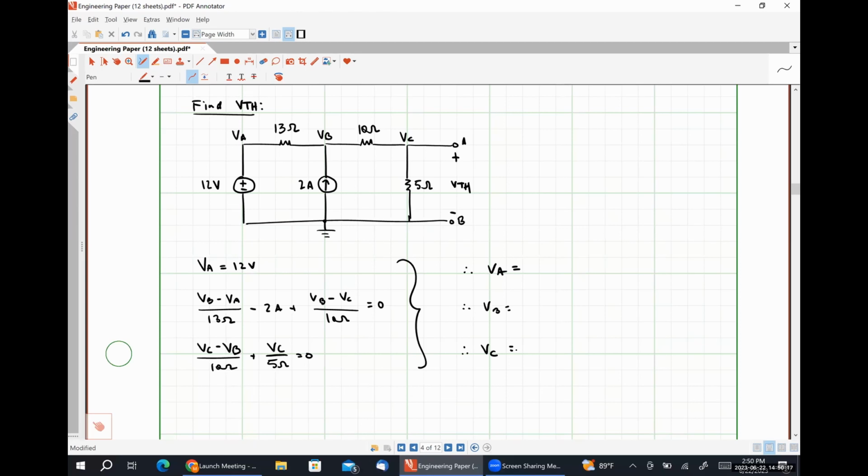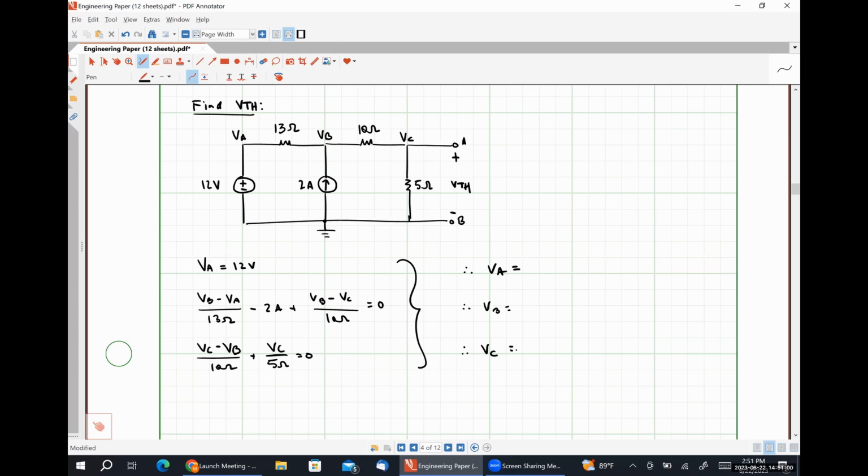Let's see, so my first equation, I have 1 VA, 0 VB, 0 VC is equal to 12 volts. Yes, I am that lazy that I would put that into my system solver. In my second equation, my coefficient for VA is -1 over 13. My coefficient for VB is 1 over 13 plus 1 over 10. My coefficient for VC is -1 over 10. My constant term is 2. And my third equation, my coefficient for VB is -1 over 10. My coefficient for VC is 1 over 10 plus 1 over 5. My constant term is 0.